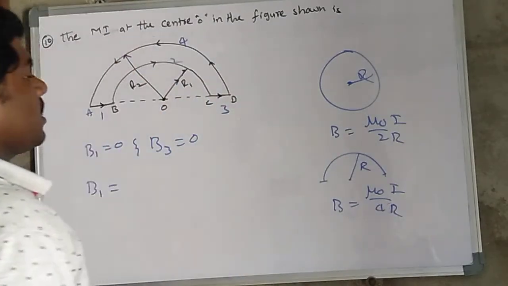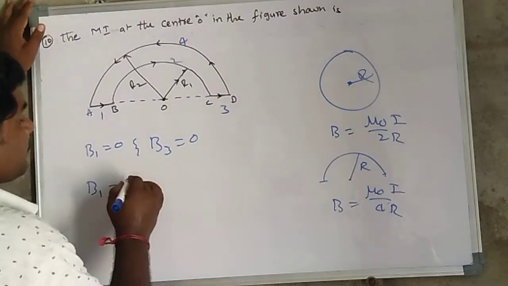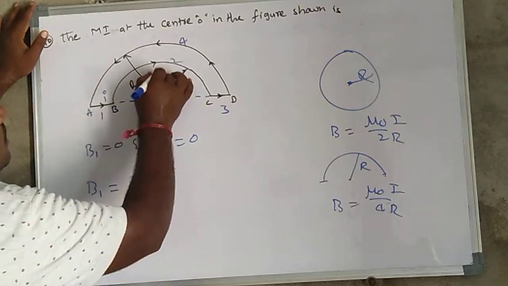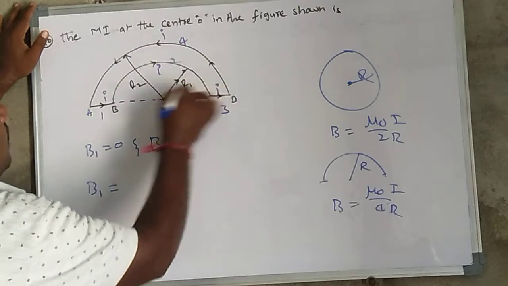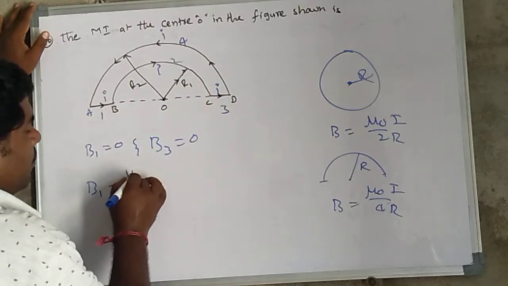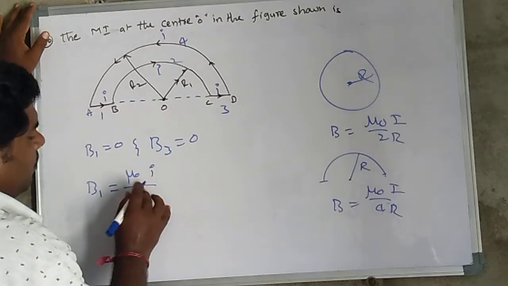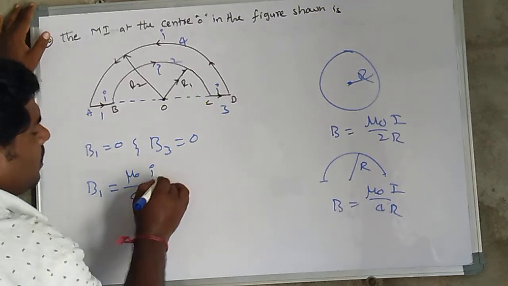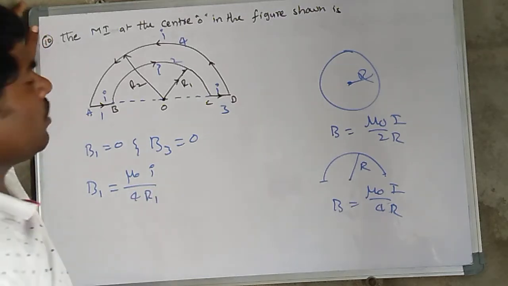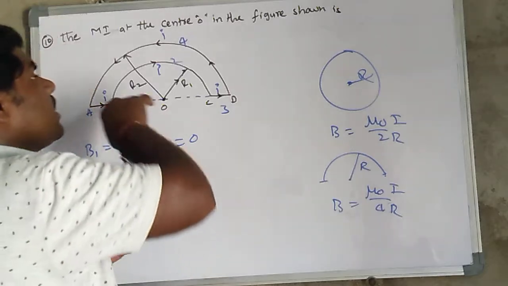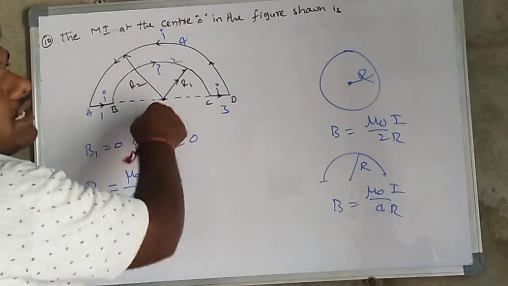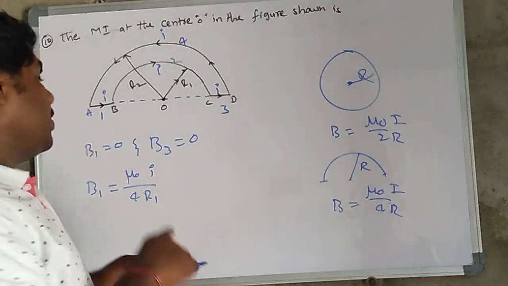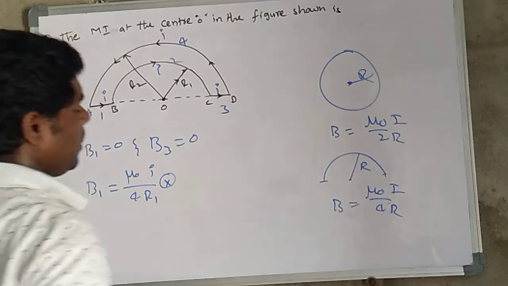So this is a semicircle. That's why I wrote here the current outlet, consider I. This is the current I. So here the magnetic field is mu naught I divided by 4 into R1, since the radius is R1. Whether it is inward or outward direction at point O: here the current is in clockwise direction, so at point O the magnetic field induction direction is into the board. So you may write inward.